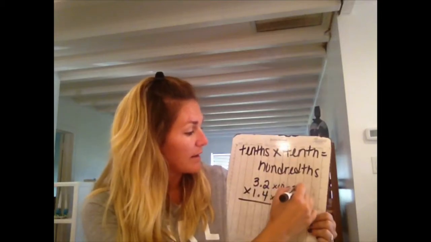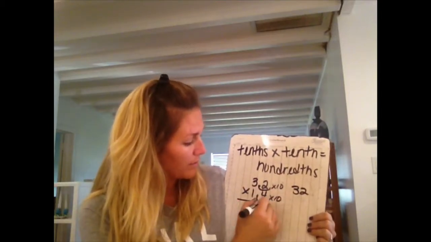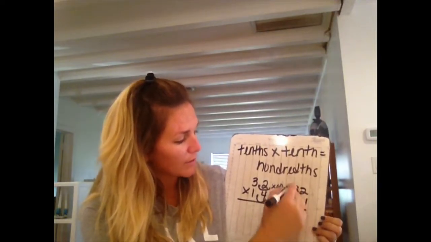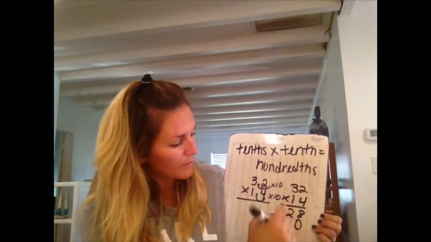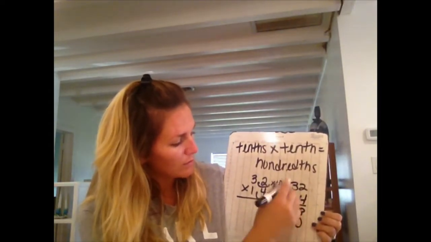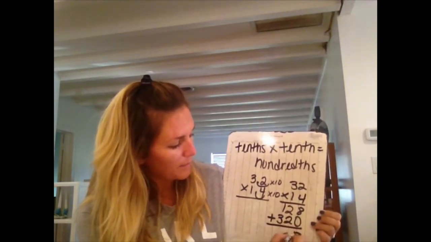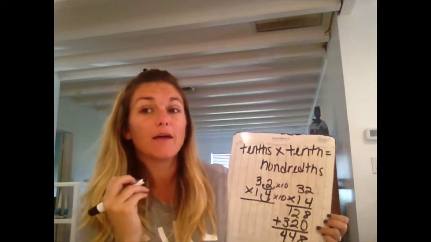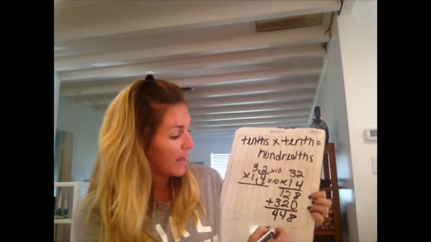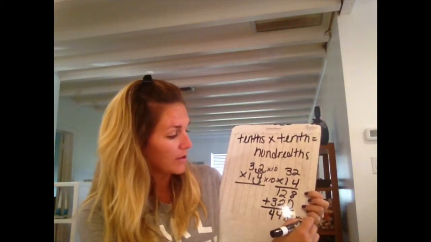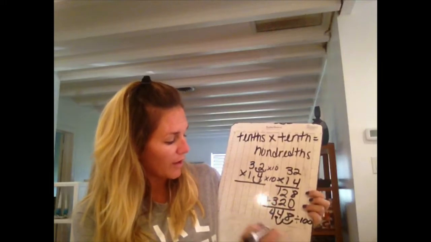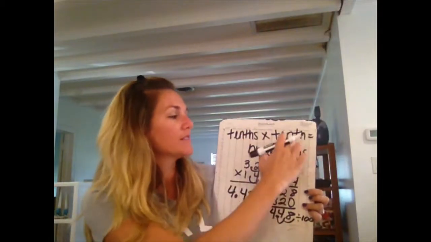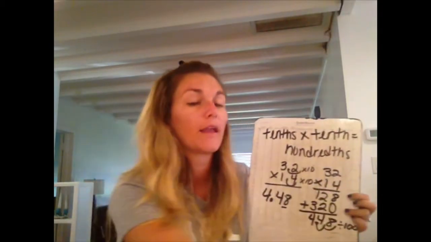So in this case, I would have 32 because I'd move that decimal point over, and I'd have 14. When I multiply it, 4 times 2 is 8, 4 times 3 is 12. Placeholder for my tens place. 1 times 2 is 2, 1 times 3 is 3. Add it up. Okay, now because I multiplied by 10 times 10 over here, I have to divide by 100. So I move my decimal point over, and my answer is 4 and 48 hundredths. So a tenth times a tenth is a hundredth, okay?